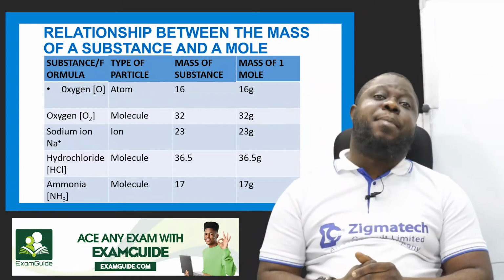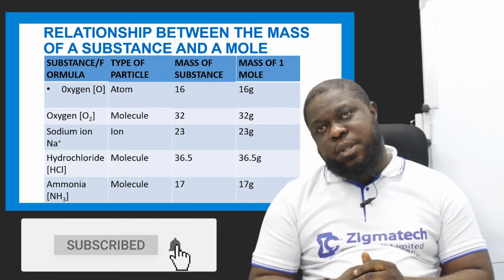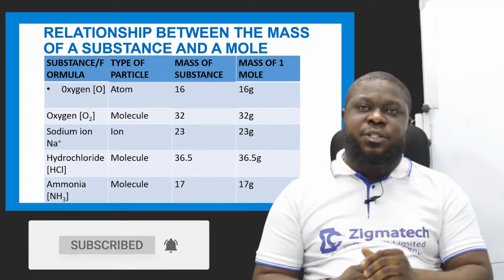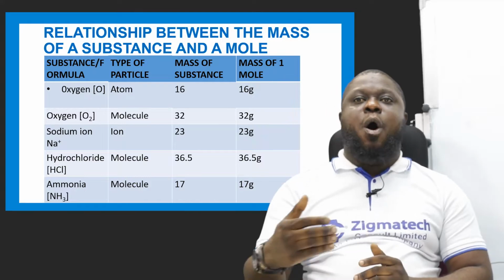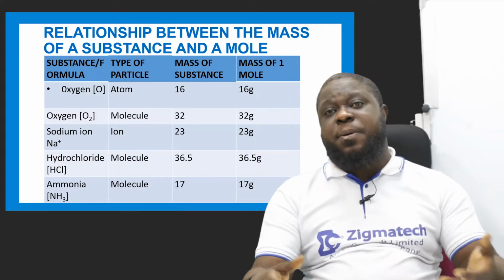And we know that the mass number is the number of protons and neutrons in one molecule of an element. Now the mass of mole is still 16. In essence, the moles, the mass of the Avogadro's number, and the mass of the substance are the same thing.